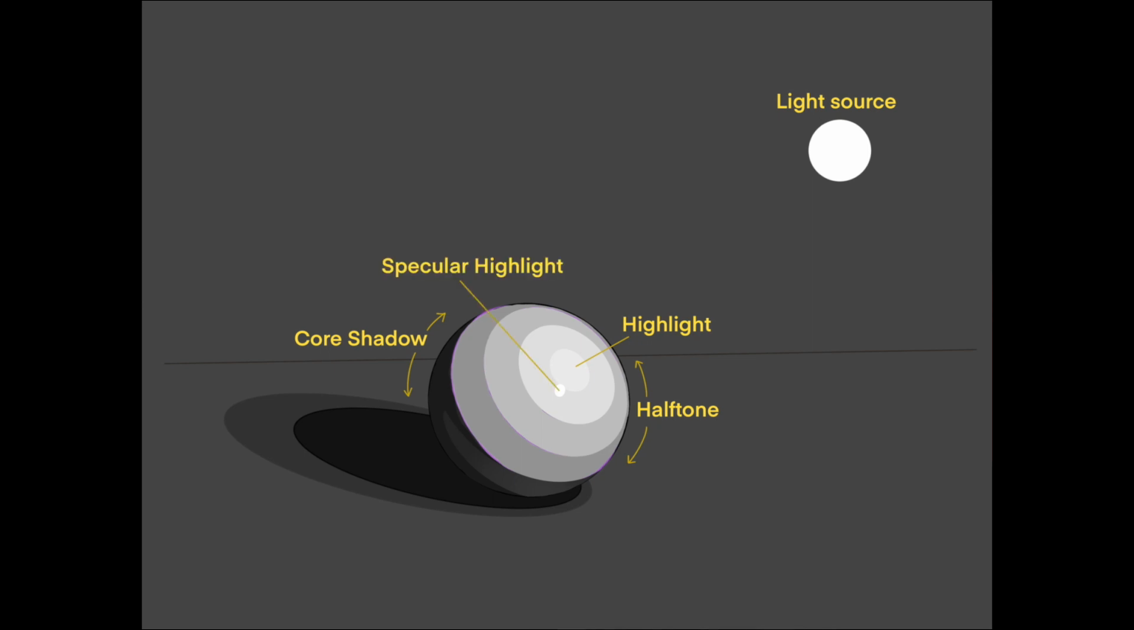Now in the core shadow region, you will sometimes have a little bit lighter area, and that is referred to as reflected light. The most important thing to know about reflected light when you see it is that reflected light should never be as bright as anything in your halftone region. It needs to stay dark.